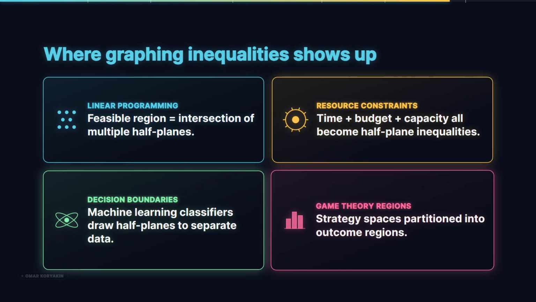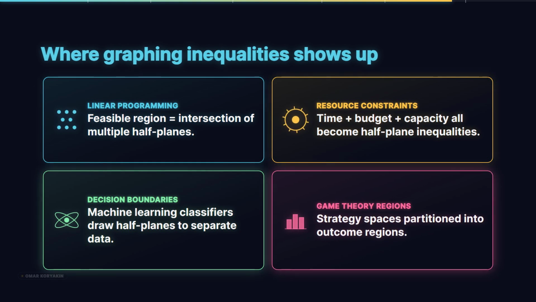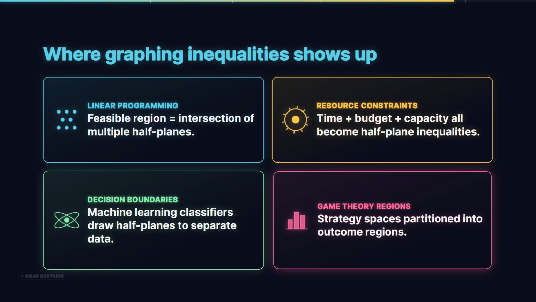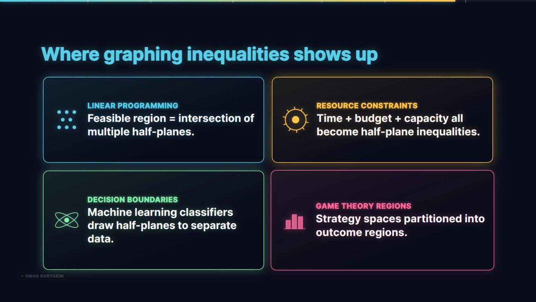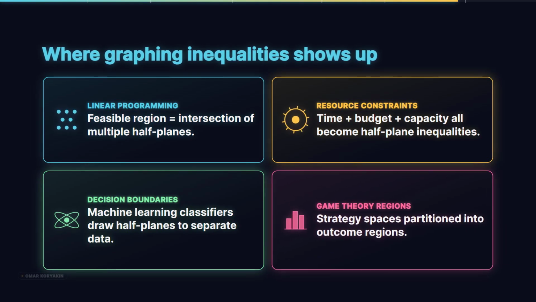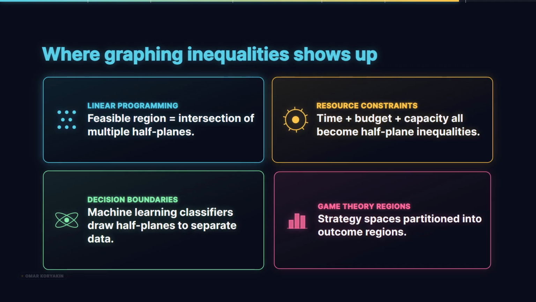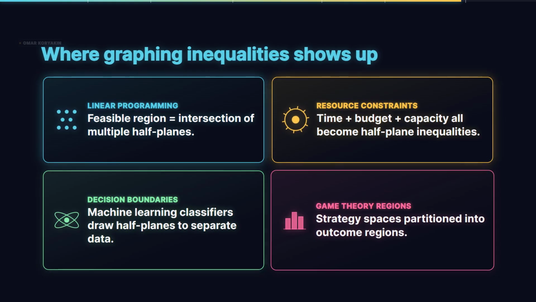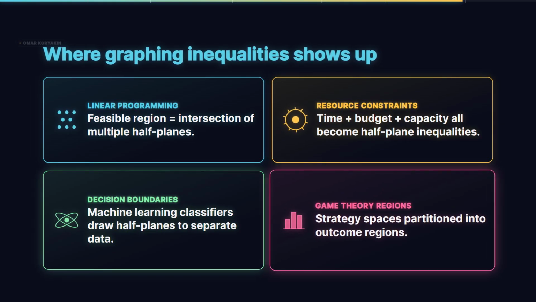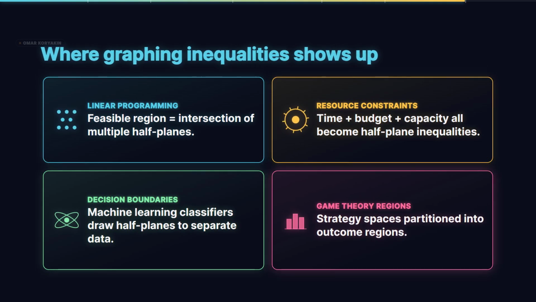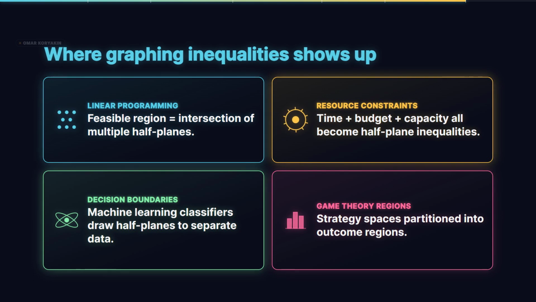In game theory and strategic analysis, the strategy spaces of two-player games can be partitioned into regions corresponding to different equilibrium outcomes. The boundaries between regions are typically linear inequalities in the strategy parameters, and the resulting partition is a collection of half-planes intersected together. Economists, political scientists, and AI researchers use this kind of strategic visualization to analyze games of conflict and cooperation. The skills you build today scale across all of strategic decision modeling.